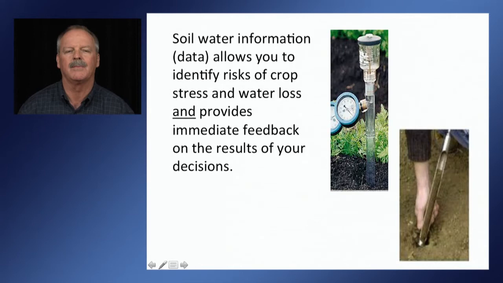Soil water information or data, as we'll be talking about it, can help you identify risks in regards to what's actually happening in the soil. Now let's take a look at this real quickly for a second. Specifically with crop stress, what you're doing when you irrigate is a balance between how much stress you can risk taking with the crop in regards to its impact on crop production, and against the potential water loss if you overapply. And one of the major benefits we see of monitoring soil moisture is you're able to look below the soil surface and actually see what's going on to help make better decisions.